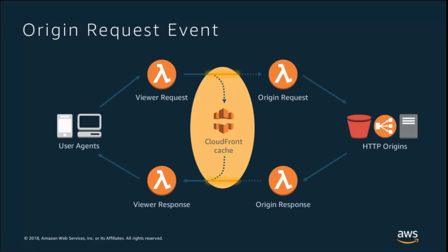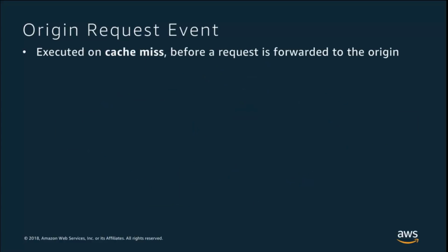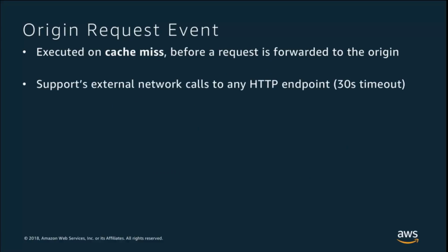The next event I want to talk to you about is origin request. So origin request happens just before the request is sent to the origin. A key thing to note here is that origin request gets triggered only in the cache miss scenario. External network calls are supported in the same fashion as viewer request, but a key difference here is that the timeouts are much larger. You have 30-second timeouts.